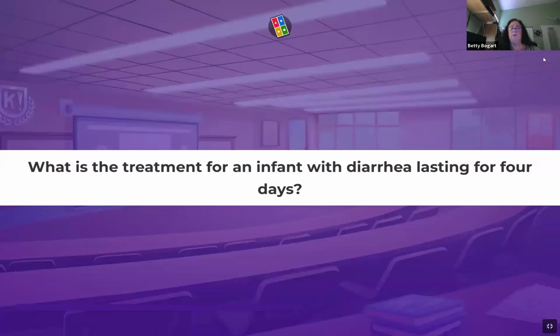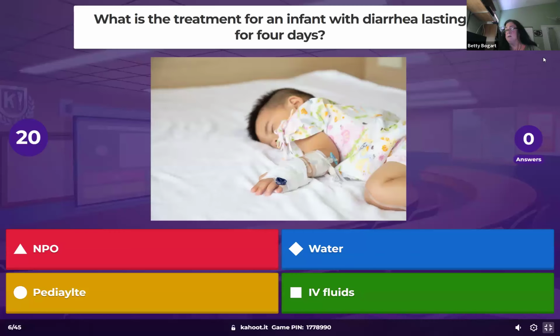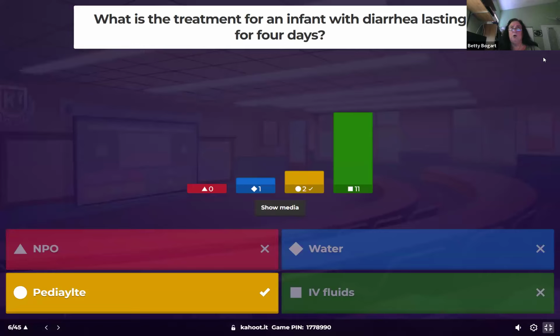What is the treatment for an infant with diarrhea lasting for 4 days? So remember, it's oral electrolyte fluids, whether Pedialyte, Gatorade, Powerade. As long as they're not vomiting, you can introduce orally. Sometimes we do IV with oral, but the concept here is diarrhea. You can give oral electrolyte solutions, and water does nothing.